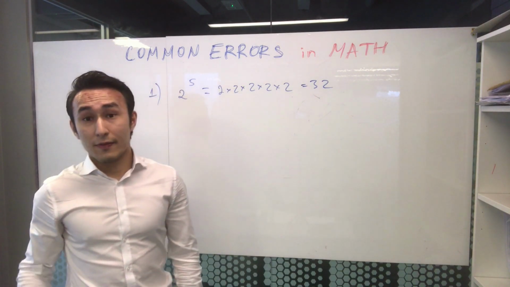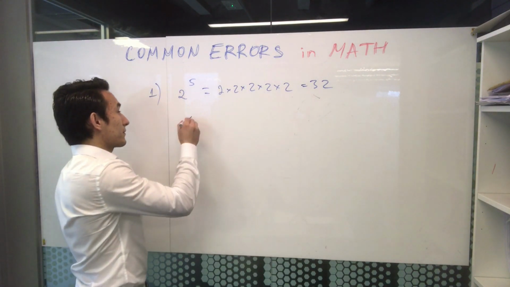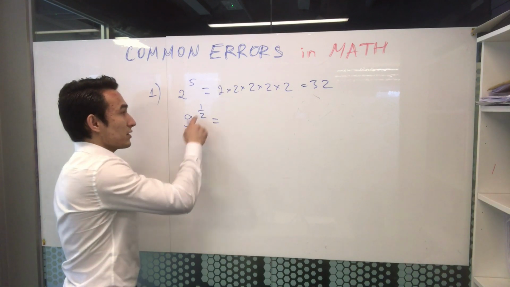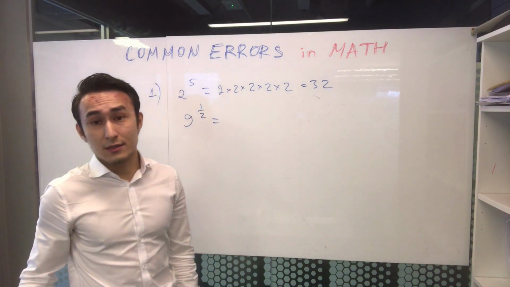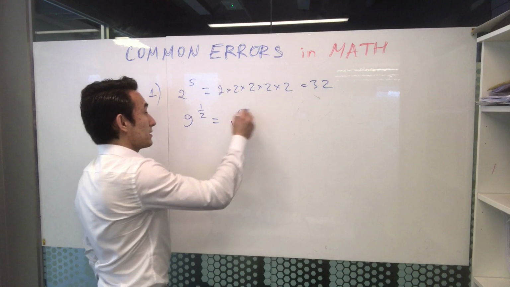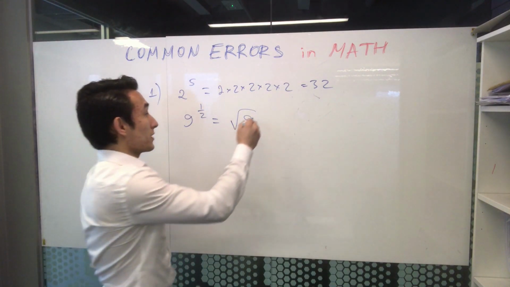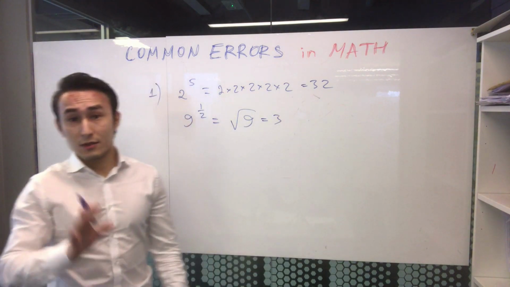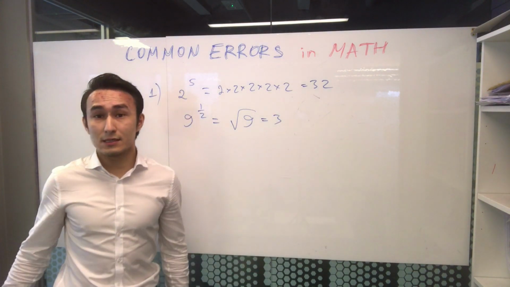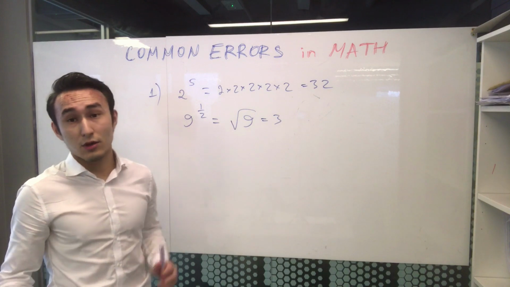Similarly, for example, 9 to the power of 1/2. We do not multiply 9 and 1/2. We actually take this under square root, because 9 to the power of 1/2 is square root of 9, which will be equal to 3. So please do not make these mistakes with indices, and going forward, similar to this is logarithms.